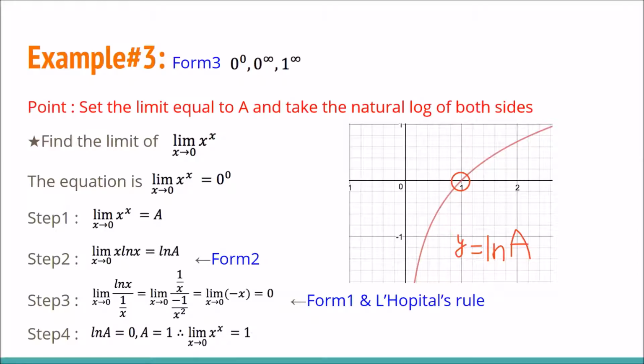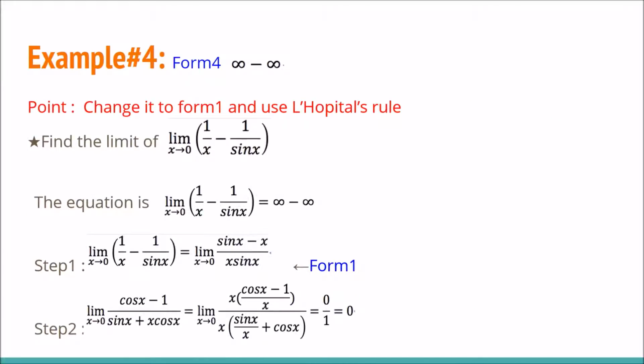The fourth form you might see when trying to take a limit of a function is subtraction. In this example, we have 1 divided by x subtracted by 1 divided by sine of x. First, we combine the two terms, and then see what we have for our limit. Sine x minus x would equal 0, and x times sine x also 0. Therefore, we have 0 over 0 and can apply L'Hopital's rule.